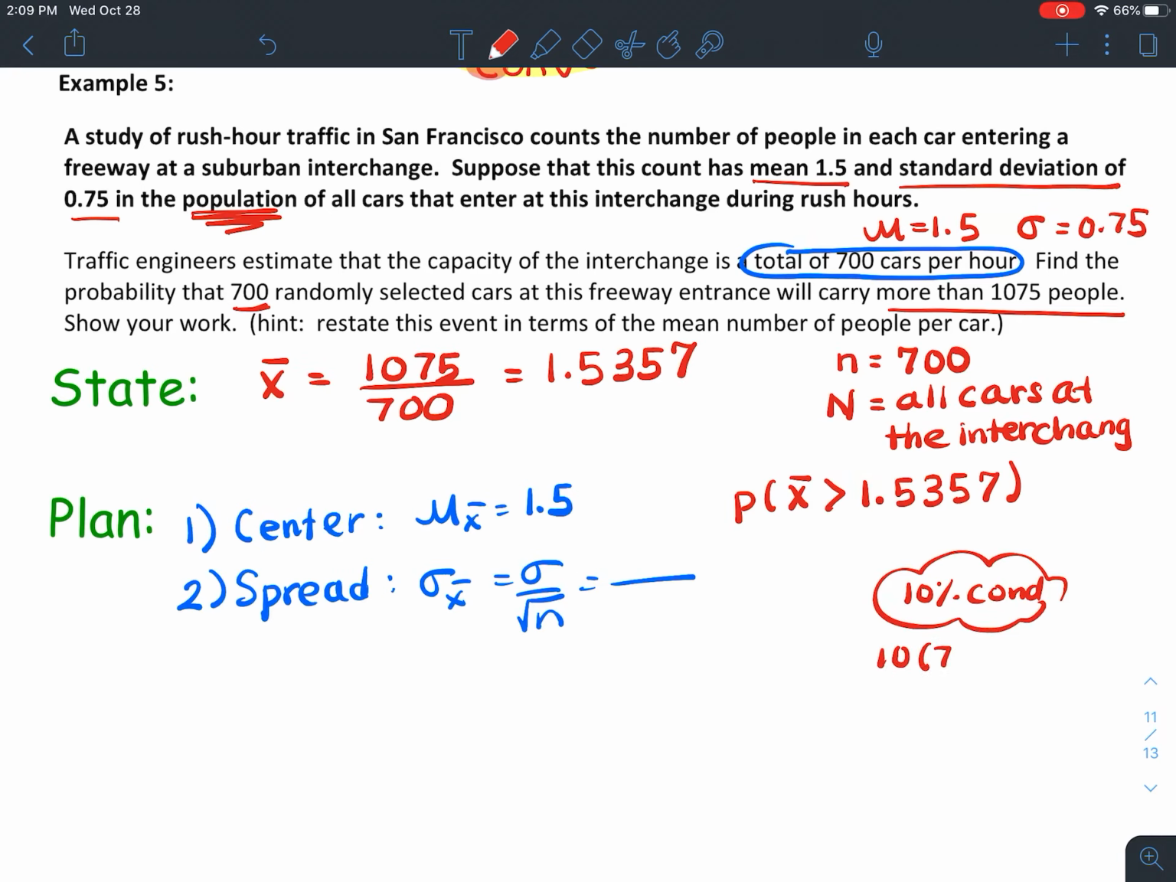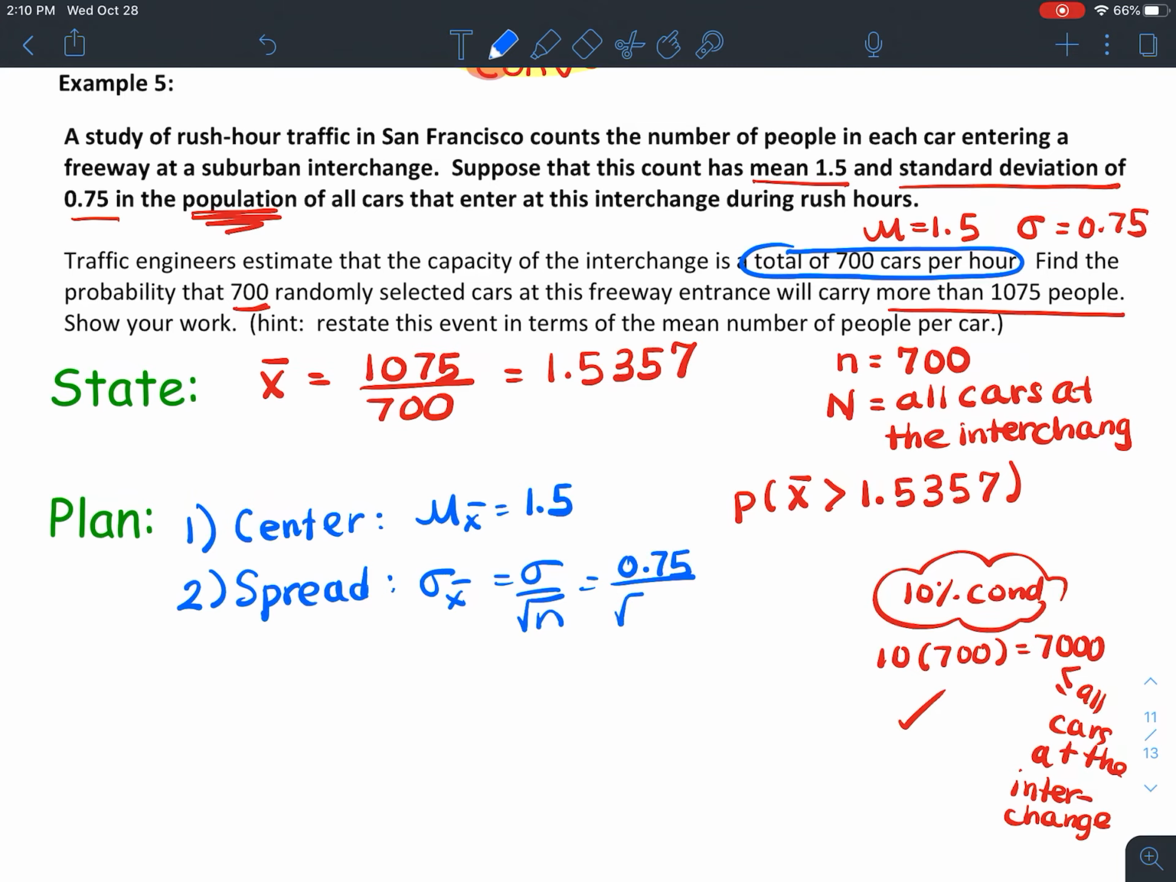10 times sample size 700 cars, 7,000 cars, is less than or equal to all the cars at the interchange. Sounds like this is probably a pretty large interchange. It would be nothing to have that many cars passing through. So we're going to say that that makes sense. I'm going to go ahead and just check that off there. All right, so now we're going to make our substitutions here.